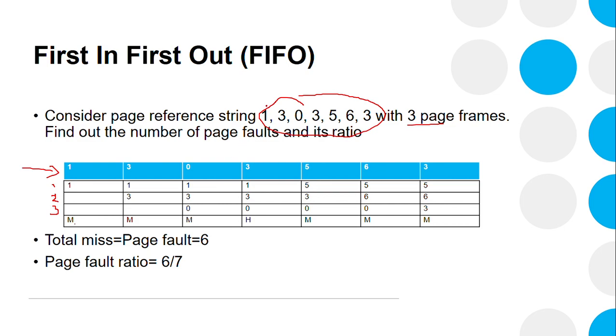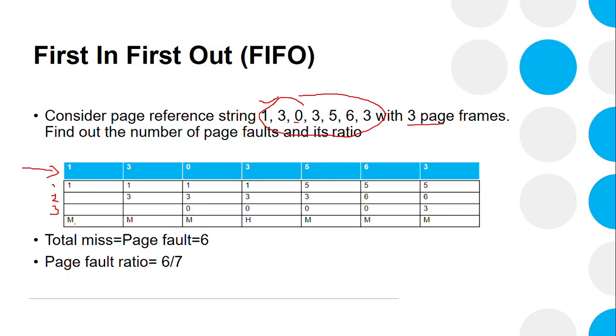Next number is 3. So 3 is not there in the memory. We have a free space, so we have done the allocation. For 3, it is a miss. Next is 0. 0 also was not there in the memory. We have done the allocation and it is a miss.